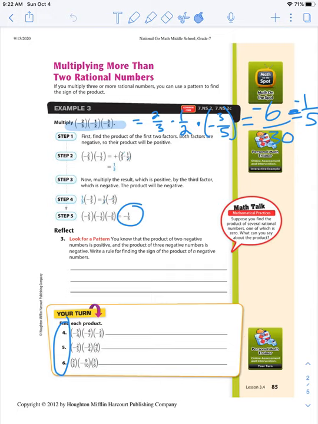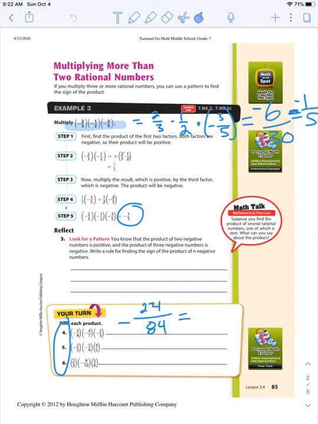Number 4, there are 3 negatives, so I know my answer is going to be negative. When we multiply straight across, 3 times 4 is 12, times 2 is 24. And 4 times 7 is 28, times 3 is 84.